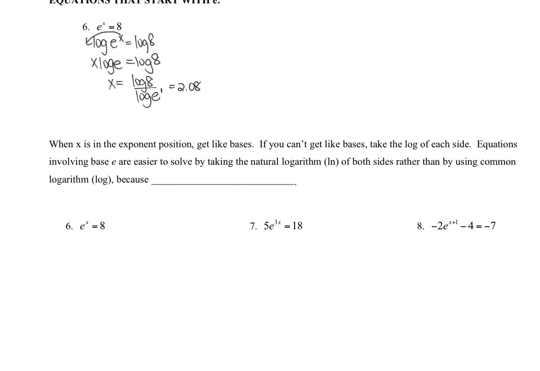When x is in the exponent position, try to get like bases first. If you can't get like bases, take the log of each side. However, if the base is e, we're actually going to take the natural log of both sides. And that's because of this, the ln of e. And the ln of e is actually just equal to 1.